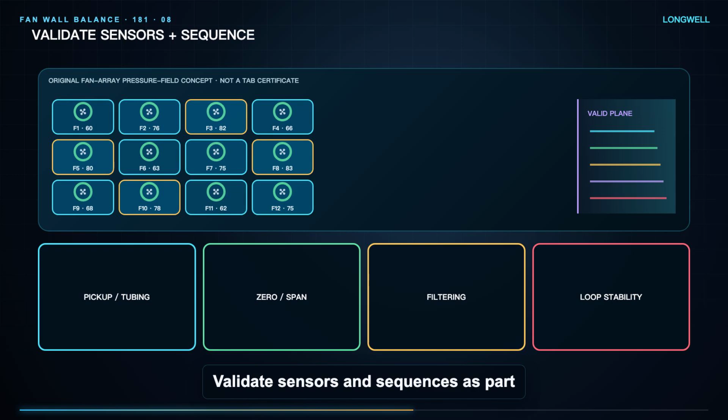Validate sensors and sequences as part of the same job. Check pressure pickup location, tubing, zero and span, filtering, flow grid condition, and communication quality. Hunting in a static pressure loop can resemble fan mismatch. Correct sensor and sequence defects before tuning individual modules, and distinguish stable offsets from transient behavior during starts, staging, or pressure reset.